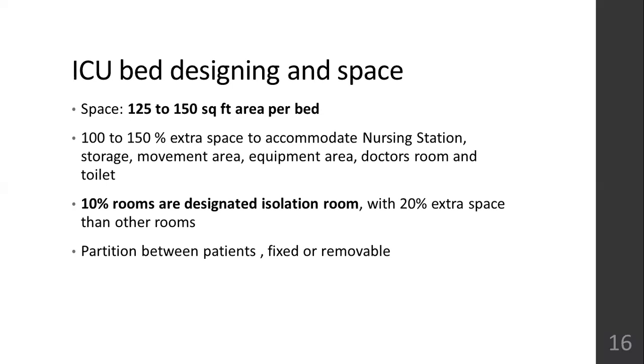10% rooms are designated isolation rooms with 20% extra space than other rooms. So if you have 10 ICU beds in your hospital, at least one isolation bed should be available. So 10% of your total ICU beds should be an isolation room or an isolation bed. Partition between the patients should be there, which should be either fixed or removable to give privacy.